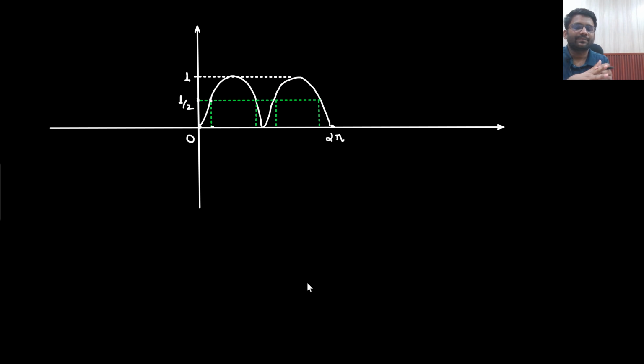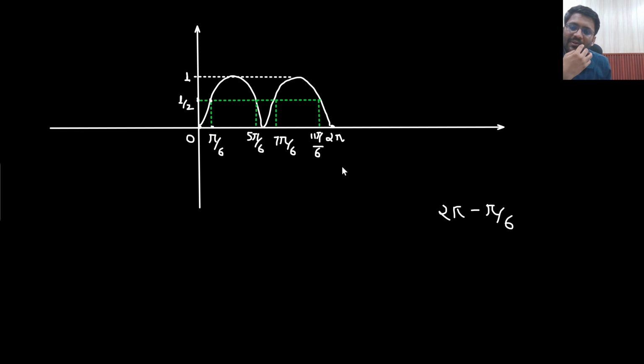What is this point? Sine 30, right? Pi by 6. What will be this point? Pi minus pi by 6, that will be 5 pi by 6. What will be this point? Pi plus pi by 6. Am I saying it correct? Sine of pi plus pi by 6, and mod is there, yes. So pi plus pi by 6 will become 7 pi by 6. And this will be 2 pi minus pi by 6, which is 11 pi by 6.